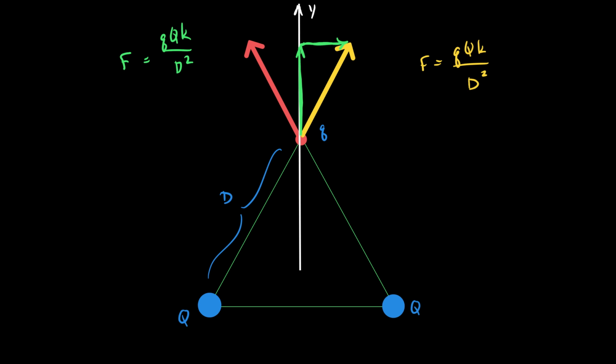Now again, exploitable symmetry. If I look at the red arrow, I know it too is going to have two components. It will have a component in the y direction, and I think that component will be the same size as the other force's component. But it's also going to have a component in the x direction, and I think that one will be the same size, but they'll be in opposite directions. So I believe the x components will cancel out, and the y components will add together.